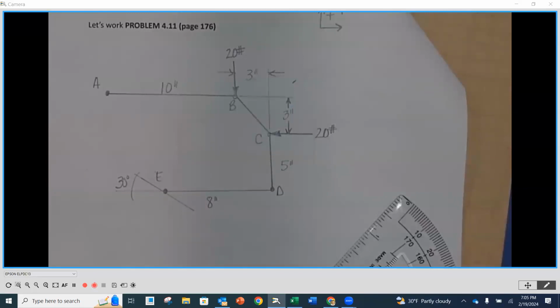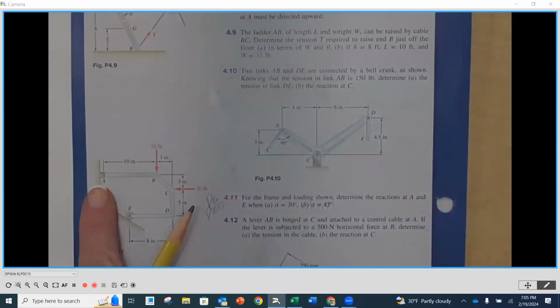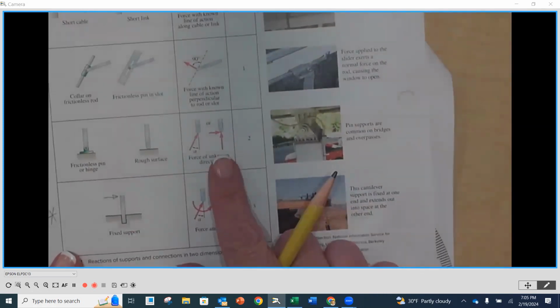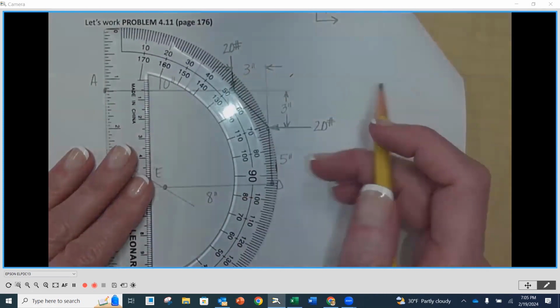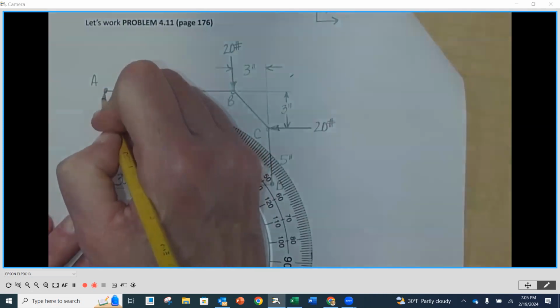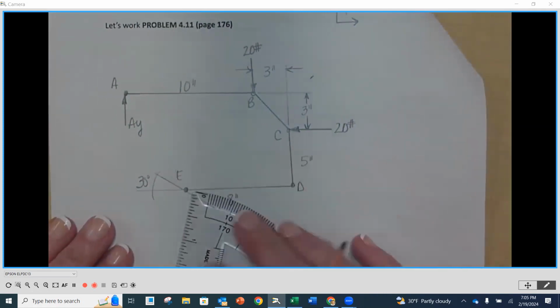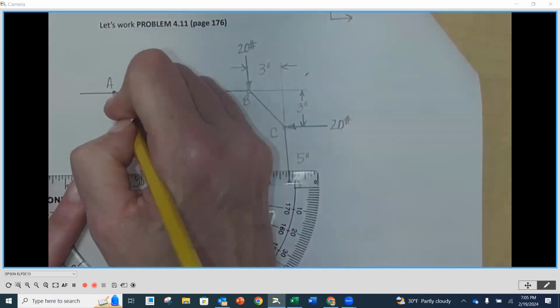Now, as we look at A and at E, you're going to notice that A is a pin and E is a roller. So let's do A, the pin, first. The pin, as we know, is always going to have an X and a Y. There's always two of them. So we're going to represent an X and a Y here. Again, we don't necessarily know the exact direction, but we're going to assume a direction. So I'm going to assume AY going up. And since I have an X-directed force here going to the left, I'm going to show AX going to the right.